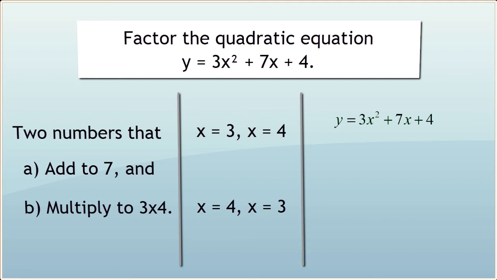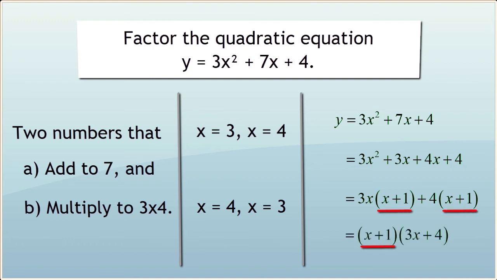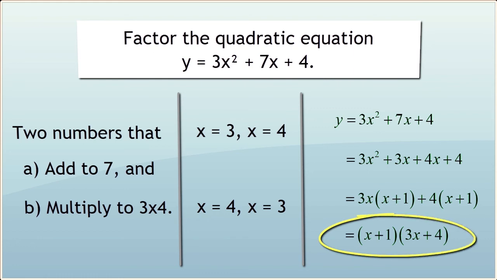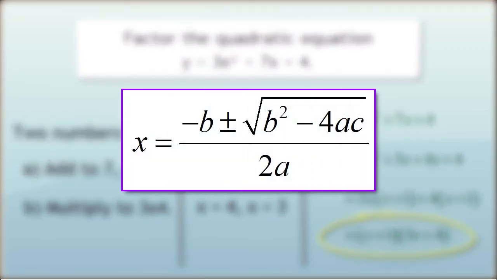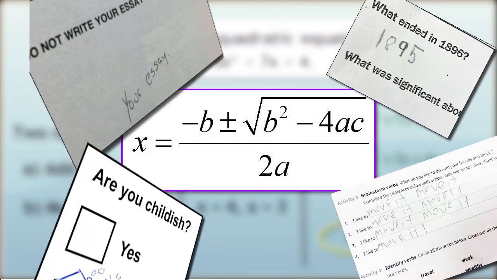The 7x can be decomposed into 3x plus 4x, or vice versa. Then, the equation can be further factored by removing a 3x from the first two terms and a 4 from the last two terms. Removing the common factor of x plus 1 from both terms results in the final factored form. Note that if you can't factor a quadratic equation and you're completely stuck, using the quadratic formula is always a viable option.